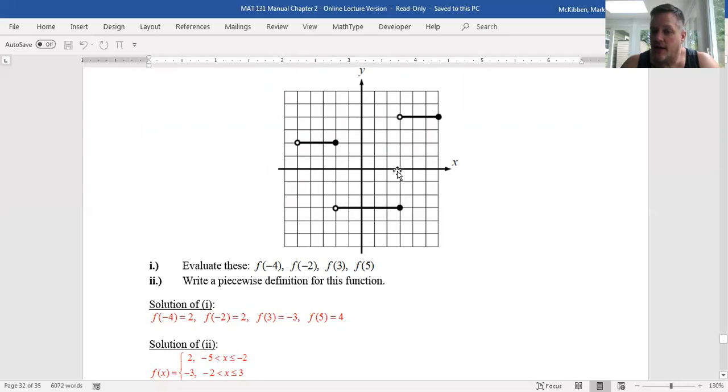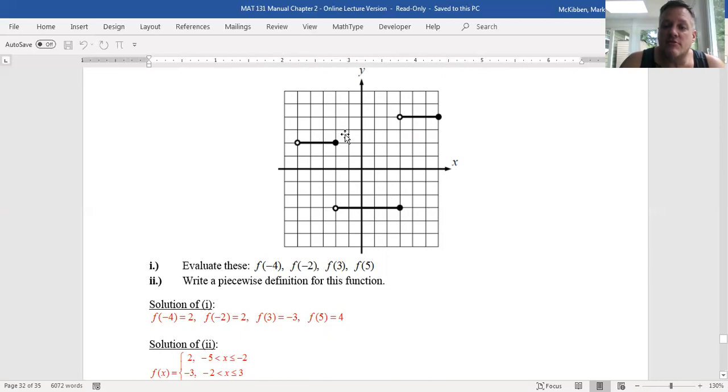F of 3, the same sort of thing. Here's 3. Now the question is, do I use the y value here or do I use the y value there? You only use the y value at the closed hole. And so the y value is minus 3, and so that functional value is minus 3. And then finally f of 5, here's 5. F of 5 is the y value up here, which ends up being 4.